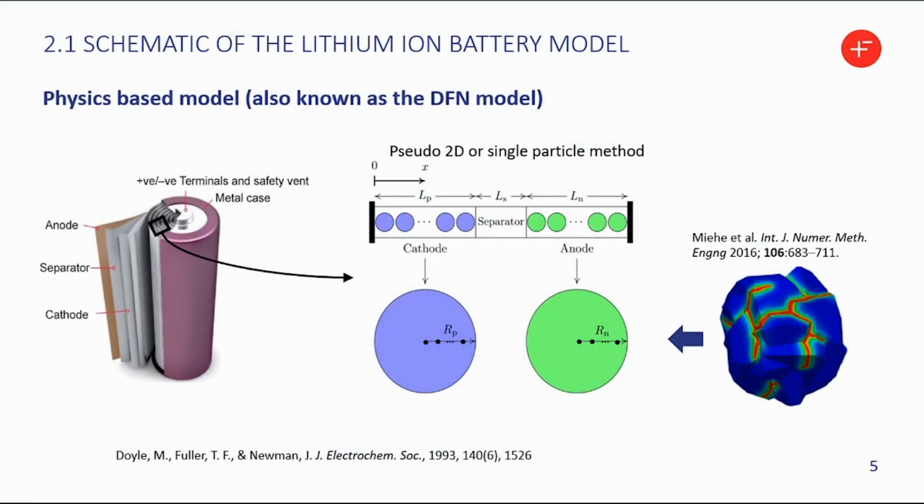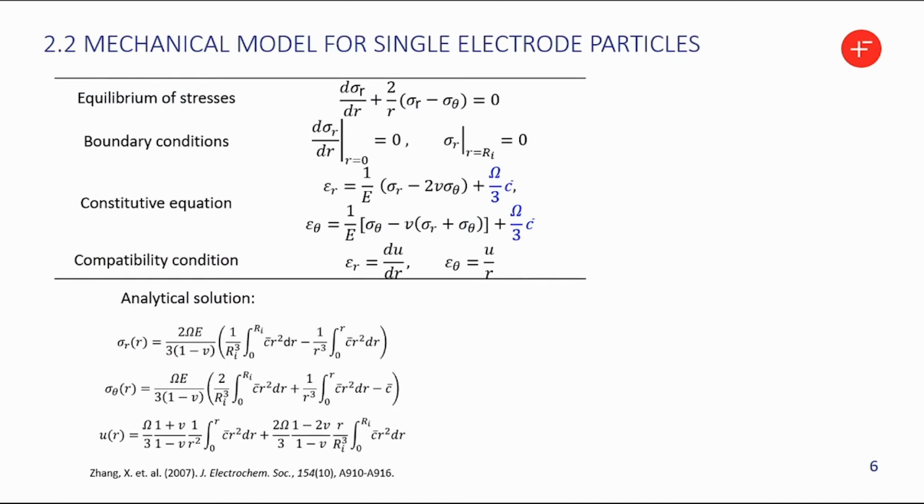The model is a physics-based model, which is also known as the DFM model. Instead of modeling battery cell in 3D, we use simplified 1D model for cathode, separator, and anode. Each electrode particle is described by an ideal theory. There are many mechanical models developed for single electrode particles. They are based on the equilibrium of stress and define the relationship between strain and the lithium concentration.